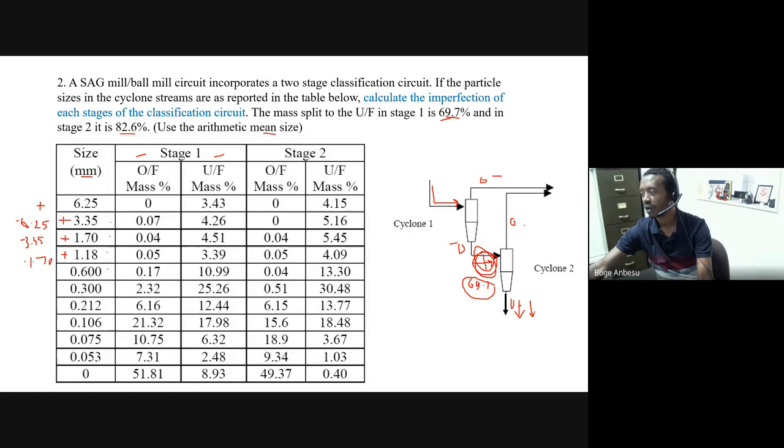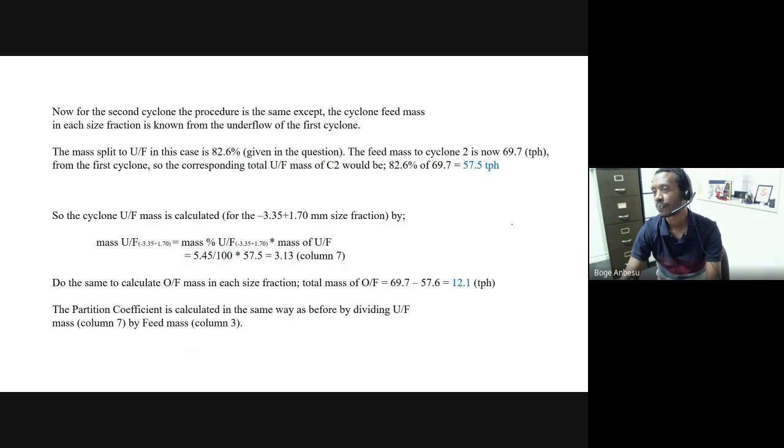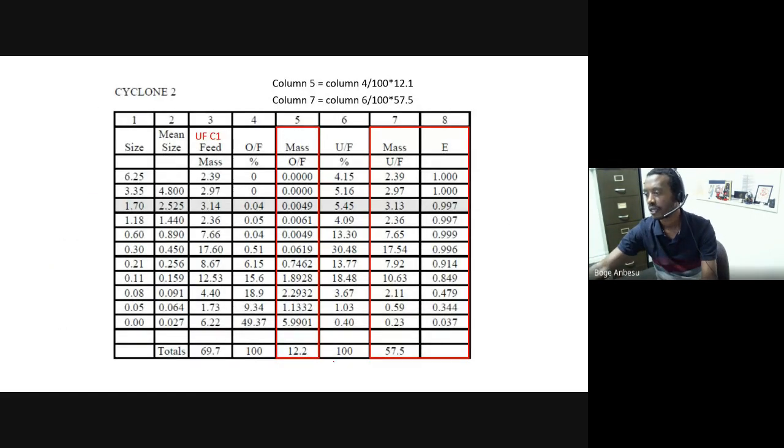So basically, we can work out 82.6% of 69.7 to get whatever goes to the underflow. And once you know that, you can always calculate 69.7 minus whatever this one is, which should give you the overflow. Okay, so that's what we do for the second cyclone. And in that case, second cyclone underflow split is 57.5 and overflow split is 12.2. Okay. And everything else is exactly the same.